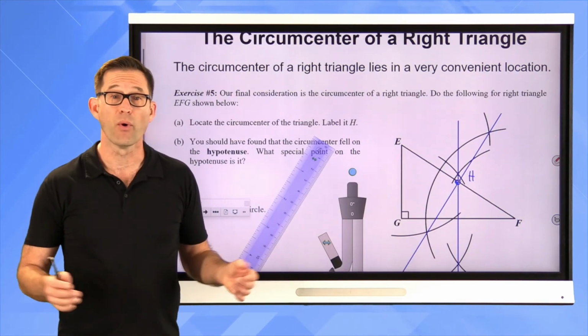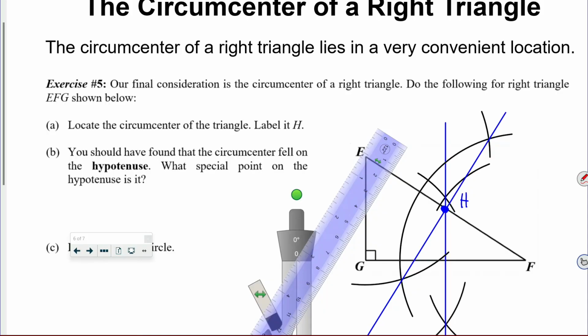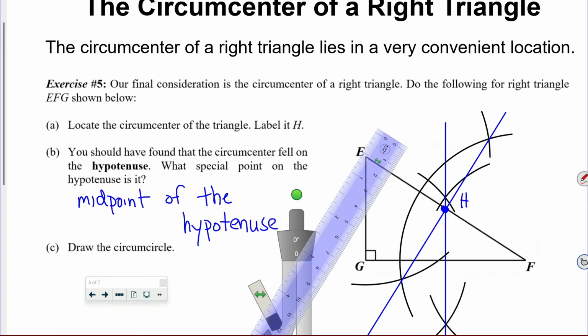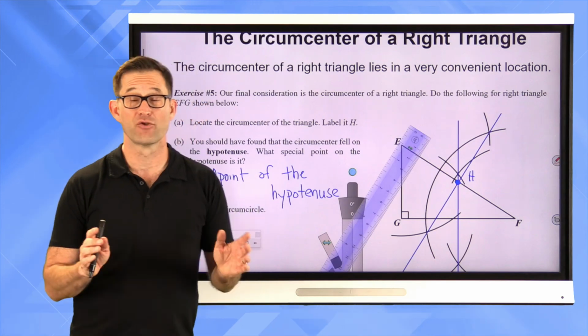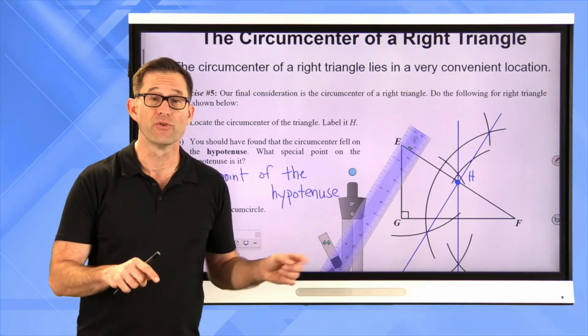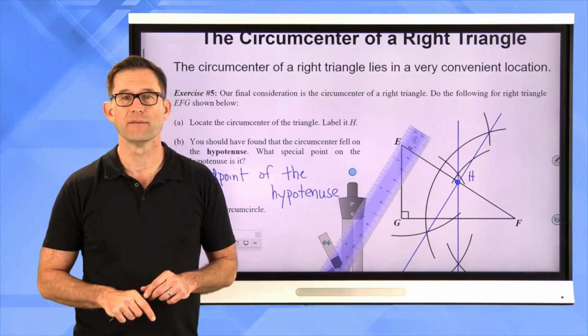Well, it's the midpoint of the hypotenuse, right? So this is the midpoint of the hypotenuse. All right. And the last little piece, draw the circumcircle. All right. Well, why don't you go ahead and draw the circumcircle, and then I'll draw one as well. Pause the video now.